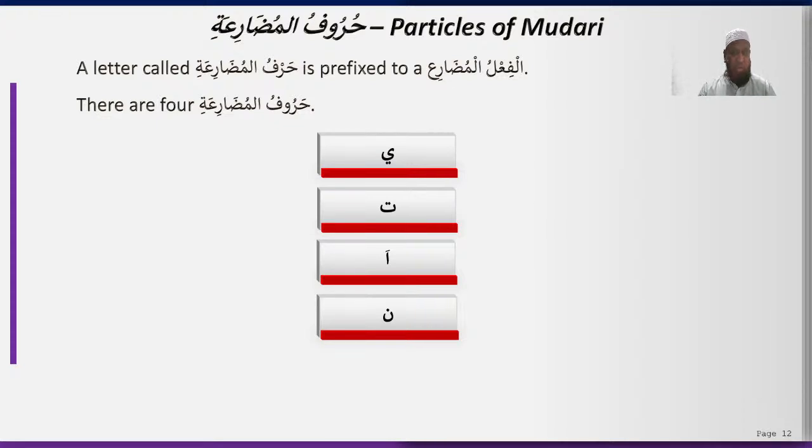The ainul kalima, again it depends. Ainul kalima sometimes has a fatha, sometimes has a dhamma, sometimes has a kasra. Is there any rules? No. There's no rules. Just have to learn them. So we'll talk more about it when we come to that. But these are the 4 letters. They are called huruf al-mudari'ah and they're prefixed to fi'l al-mudari'.